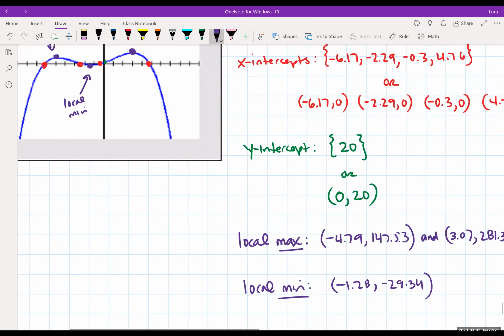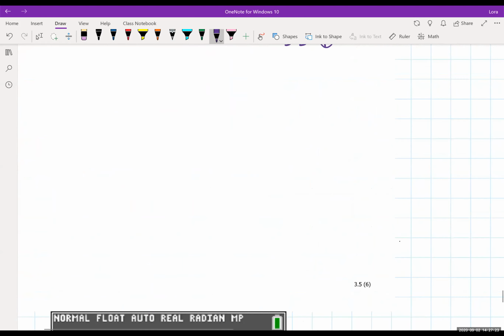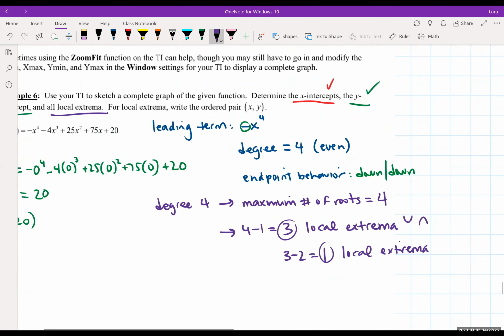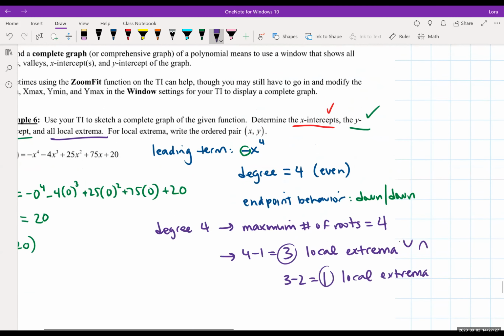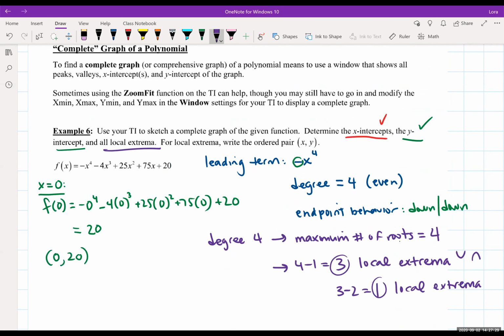So I think we are done. Let's just double check one more time. That's my rule of thumb whenever we're doing long problems. Make sure you answered everything the directions said. We found all the local extrema. For the local extrema, we wrote the ordered pair, check. Looks like we are good to go.